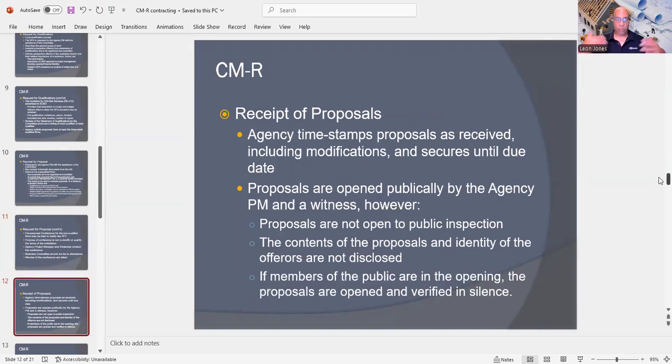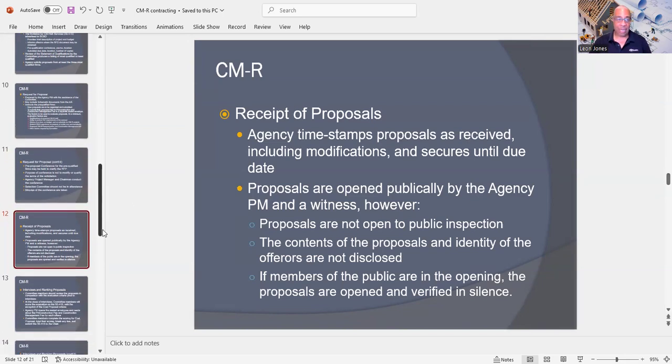Now, under the receipt of proposals, the agency timestamps proposals as received, including modifications, and secures them until the due date. Proposals are opened publicly by the agency PM and a witness. However, the proposals are not open to public inspection. Also, the contents of the proposals and the identity of the offerers are not disclosed either. So if members of the public are at the opening, the proposals are opened and verified in silence.